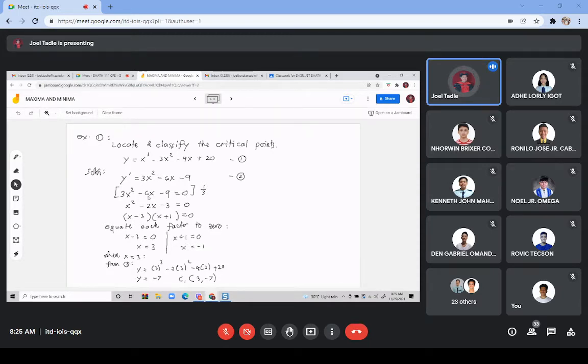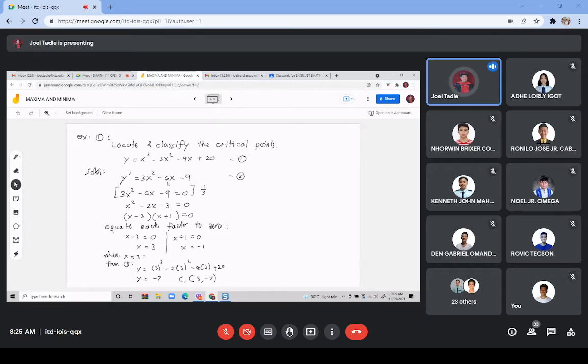So 3x squared minus 6x minus 9 is equal to 0. Then atong gi-simplify, we multiply both sides by 1/3. So we have x squared minus 2x minus 3 equals 0. Then atong gi-factor, then equate its factor to 0. So first factor, x minus 3 equals 0. Our x is equal to positive 3. The next factor is x plus 1. Equate that to 0. Our x is equal to negative 1.